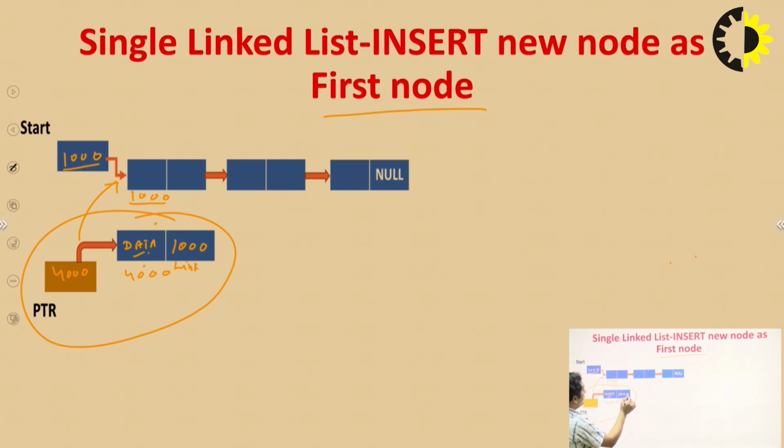So this will create a link in this manner. Now the first node address, that is 4000, we will update in start. This link will be destroyed and a new link will be established to this newly created node, that is this one. So in this manner we can insert a newly created node at the beginning position or starting position of the linked list. Okay, now we will see this whole scenario with the help of the algorithm.